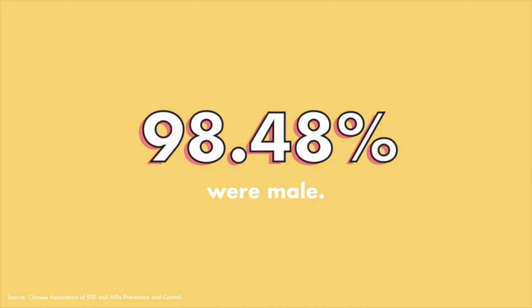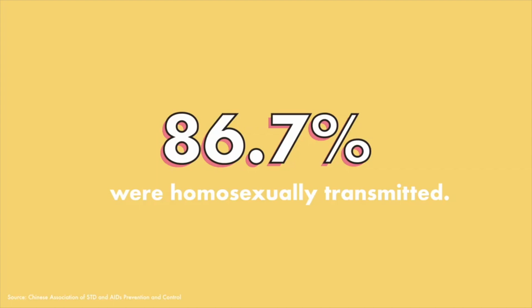We are shocked by the report from the Chinese Association of STD and AIDS Prevention and Control. By the end of June 2017, there were 1,224 cases of AIDS among students in Beijing. 722 cases were college students aged 18 to 22. 89.48% were male. 86.7% were homosexually transmitted. This is not really talked about because of Chinese culture. We want to address the issue of HIV transmission through sex among Chinese gay youth.